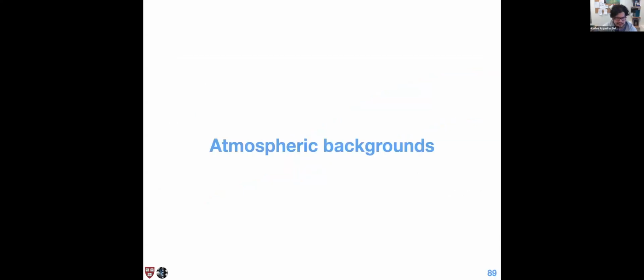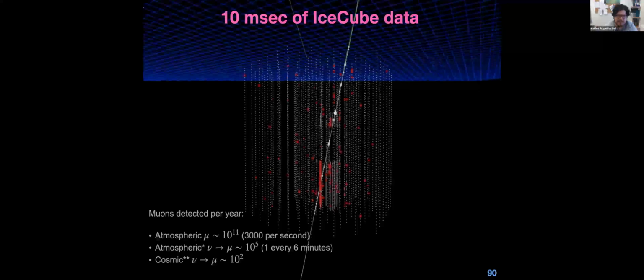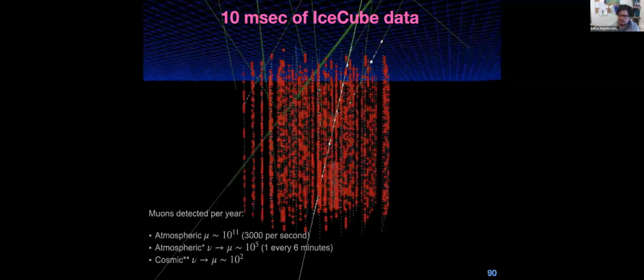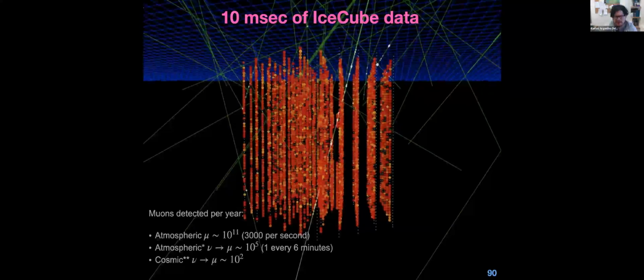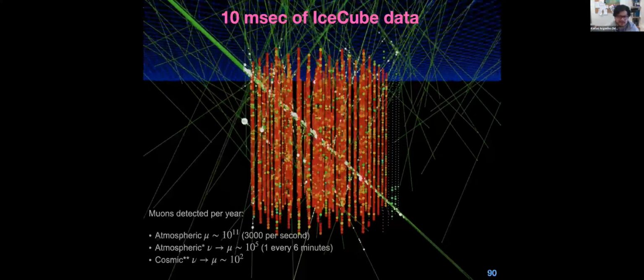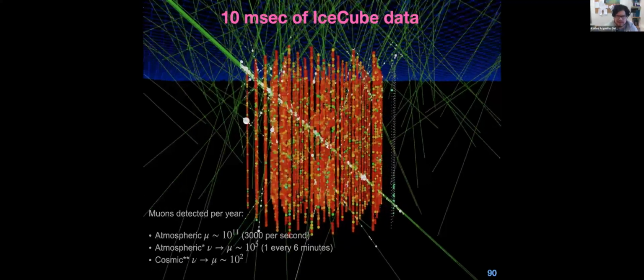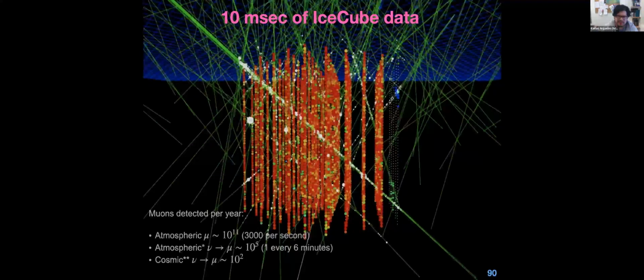Okay, let me talk about, how am I doing on time? Let me talk about backgrounds briefly. I will just be brief here. But there are lots of muons that are seen in IceCube that are not made by neutrinos. They arrive about 1 every 3,000 seconds, so a 3 kilohertz background rate, making about 10 to the 11 muons per year.